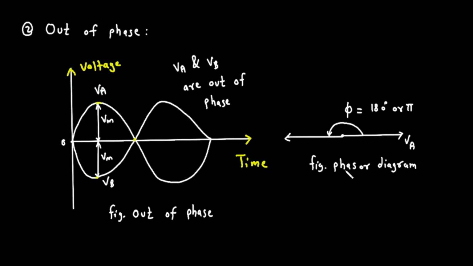Now, let's look at the corresponding phasor diagram on the right. Just like before, this is the simplified arrow representation. We have an arrow for voltage A pointing to the right. But now, look at the arrow for voltage B. It's pointing in the exact opposite direction, to the left. This visual opposition perfectly captures the seesaw relationship we saw in the waveform. They are on the same line but pointing in opposite directions.